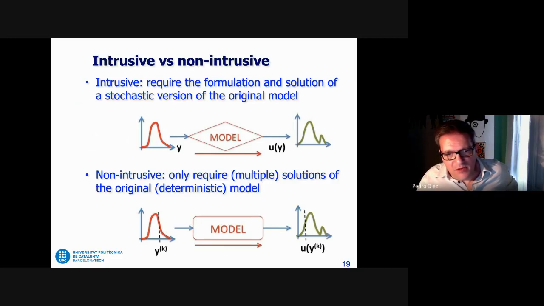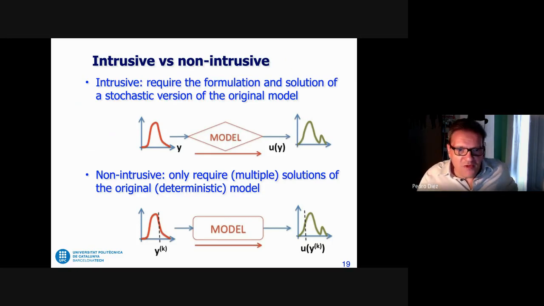Conversely, the methods in which you treat analytically the distribution of probability of the input and the output, and we are going to see polynomial chaos as an example of it, are intrusive in the sense that very often they require modifying the finite element code and performing very specific operations inside the code.